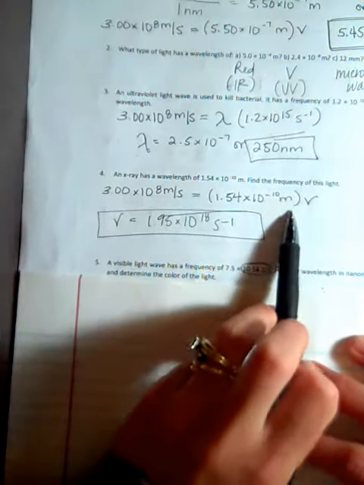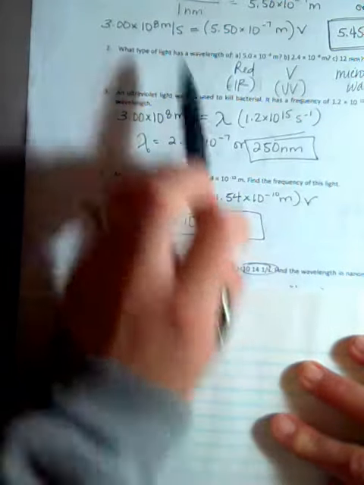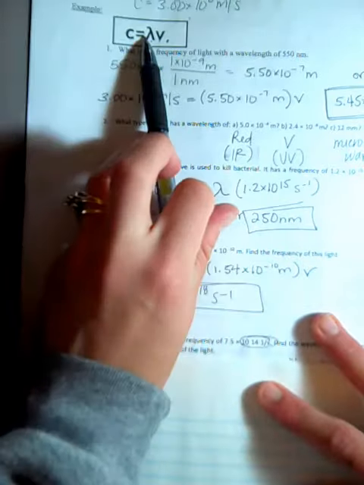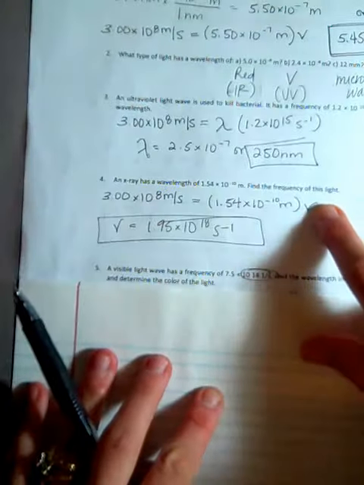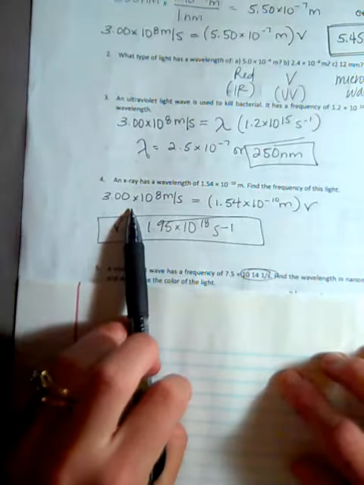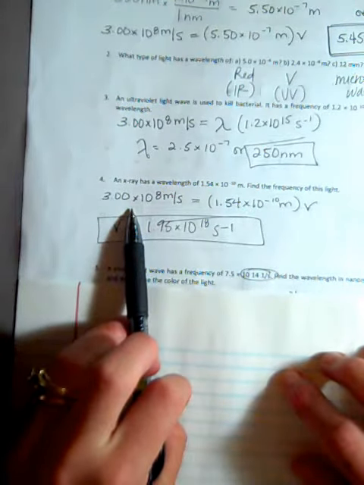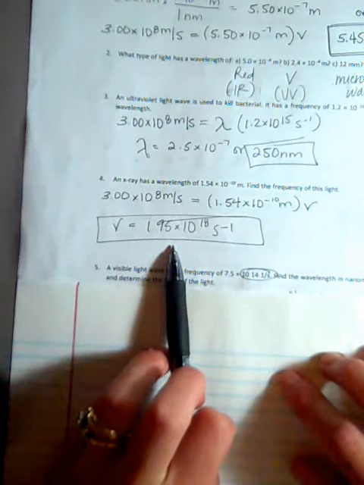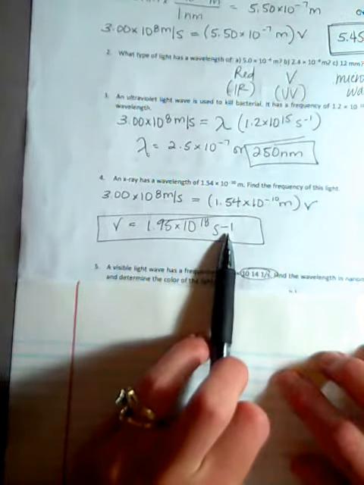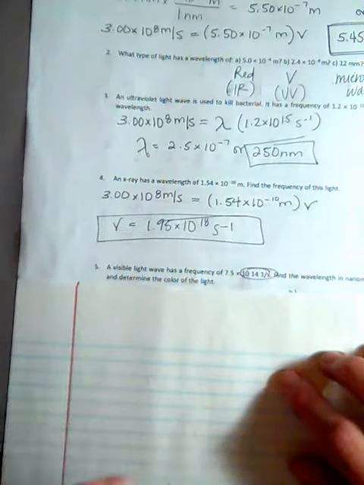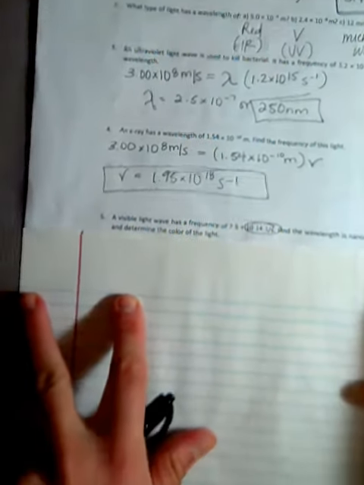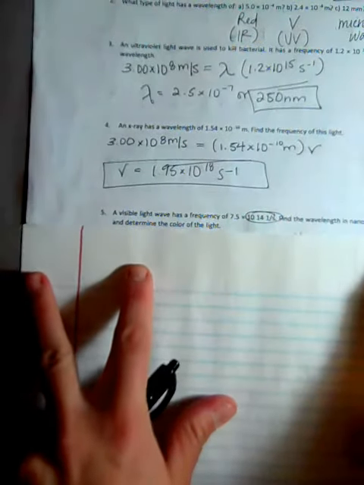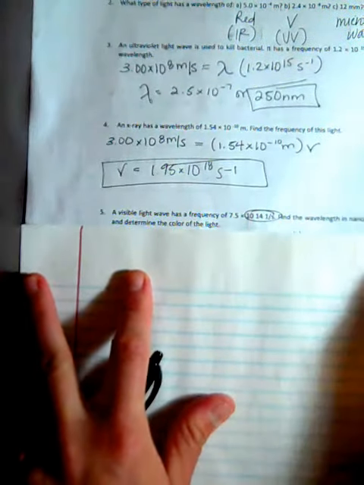Okay, so in this answer, they already gave you wavelength in meters, so that's perfect. So I plugged that in for lambda, our wavelength. They did not give you frequency, but we always know that C equals 3 times 10 to the 8th meters per second. So I got my frequency to be 1.95 times 10 to the 18th seconds to the negative 1 power. Hopefully you got that too. All right. Go ahead and try number 5 on your own, and then I'll reveal the answer.